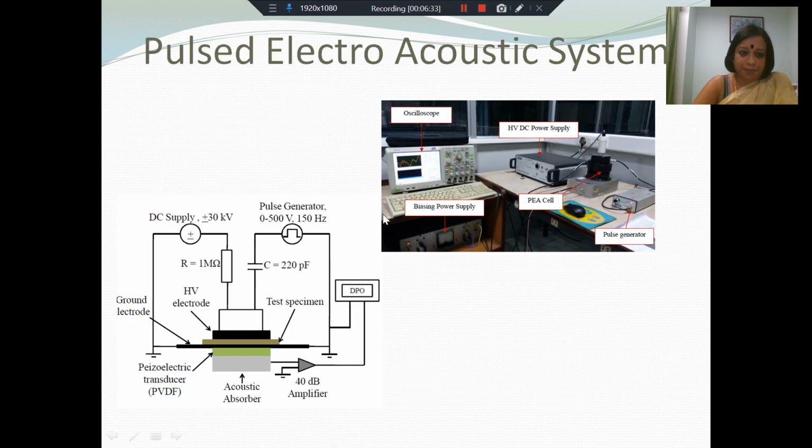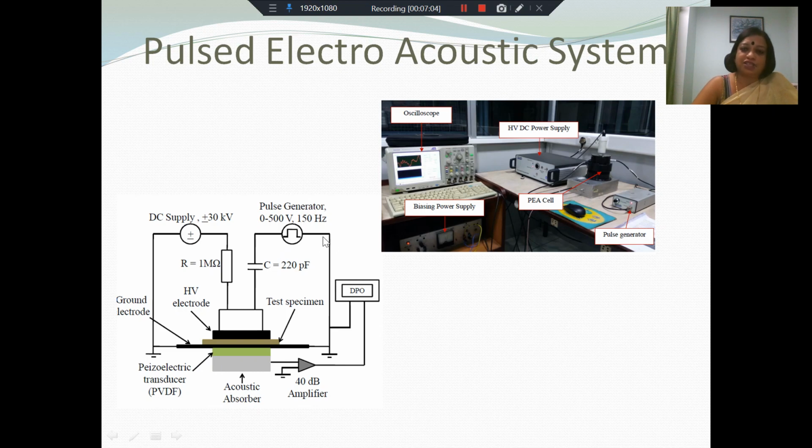This is a schematic which shows the pulse electroacoustic system. What you have is your high voltage electrode, and then you have the sample, and then you have the ground electrode. So between the high voltage electrode and the ground electrode, you have the sample. This comes in an electrode enclosure. As you can see, there is a DC supply, which energizes the sample.